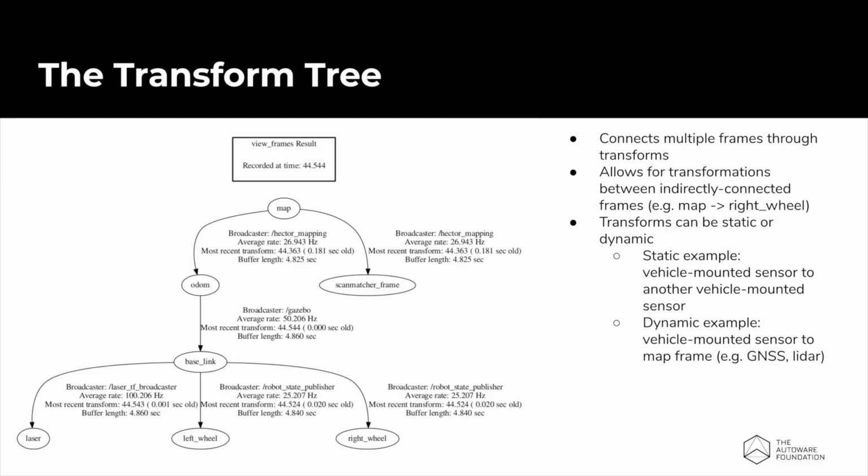And those transformations can either be static, in the case of vehicle-mounted sensors that I was just describing, or they can be dynamic, such as having a vehicle-mounted sensor and wanting to know the position of the vehicle in relation to a map frame. As your vehicle moves, the transform between that vehicle-mounted sensor and the map frame is going to change over time. So you have to constantly update that data, but you can do so by publishing a transform between those frames, which will then become part of the transform tree.